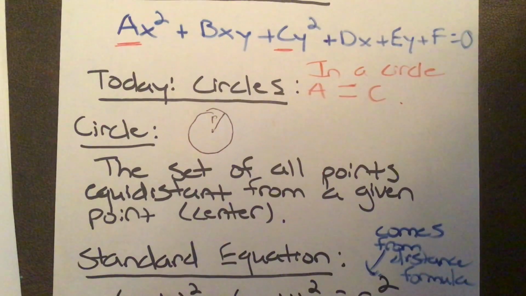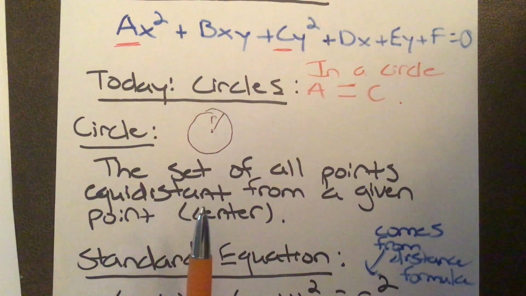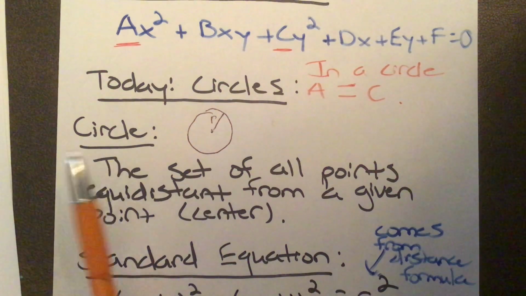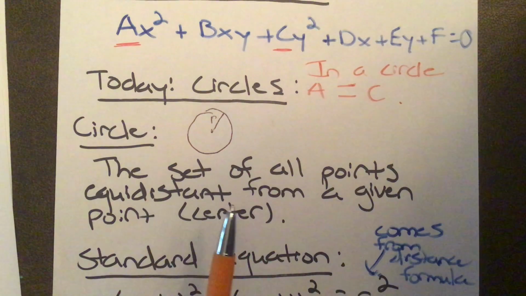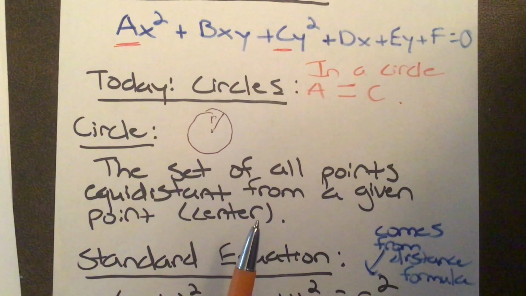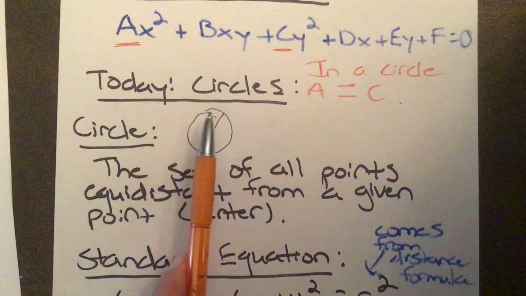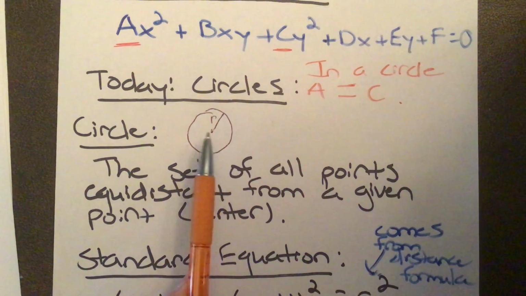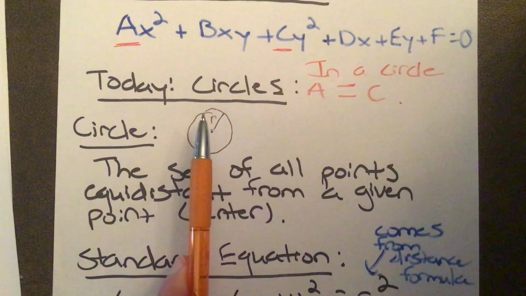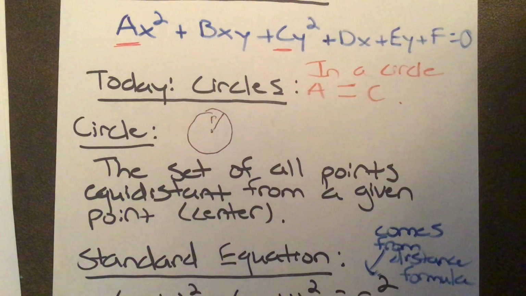You guys probably remember a little bit about circles from geometry. Just as a refresher, a circle is the set of all points that are equidistant from a given point, which is the center. So remember, you've got your little circle, the center, and the distance all those points are away from the center all the way around, you may remember, is called the radius.